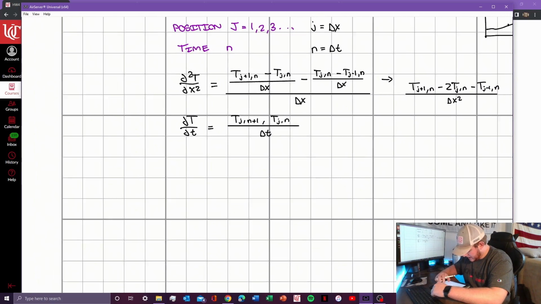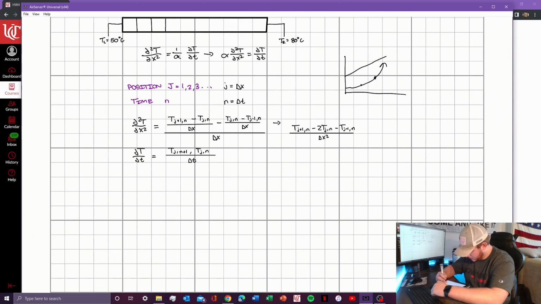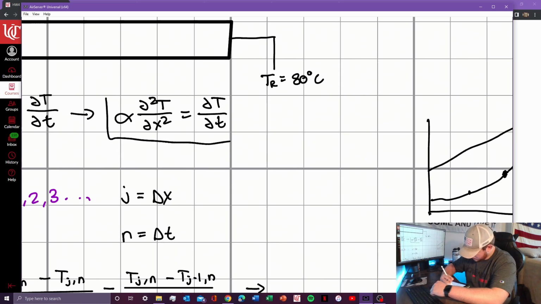Now we can combine these with our equation up here. Just put everything together.